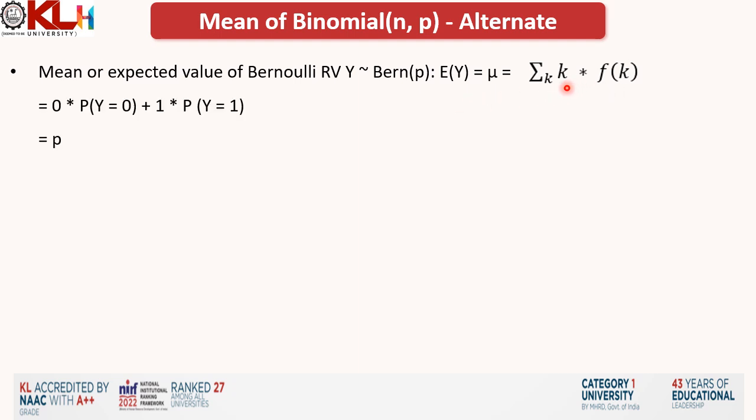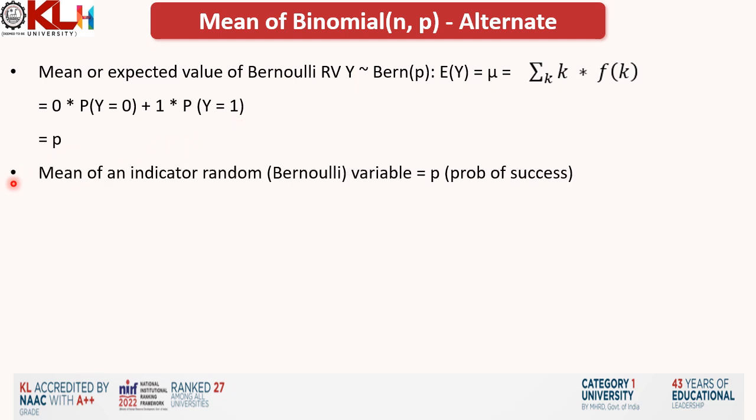So the random variable for a Bernoulli trial can be 0 or 1. Sorry, the probability of the random variable y taking value 0 is 1 minus p, but it's multiplied by k, which is 0. So this term disappears and you're left with the probability of y equal to 1, which is the probability of success, and that's p.